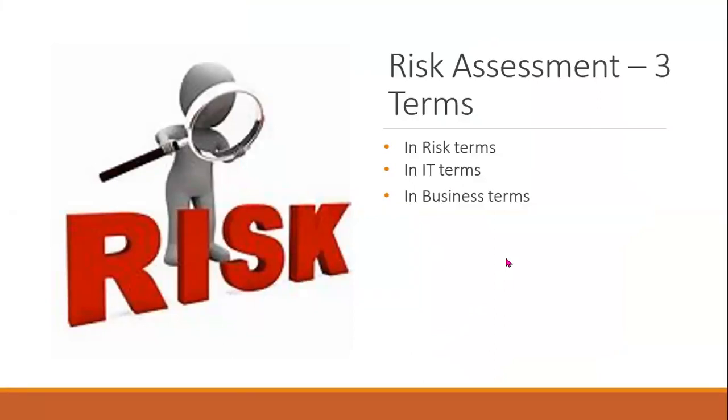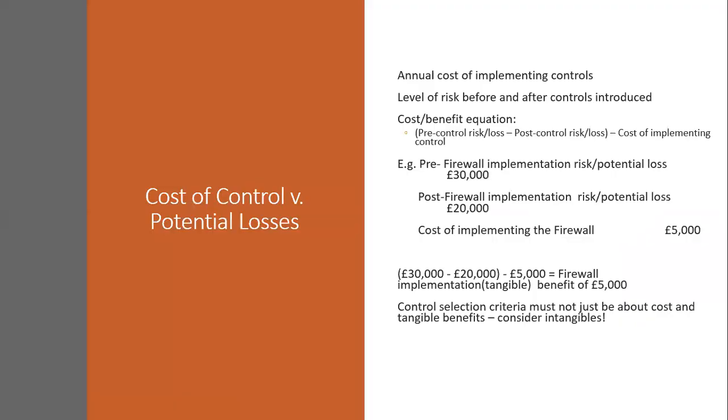When conducting a risk assessment, we need to consider three terms. We consider risk terms, IT terms, but most importantly, we consider business terms. Business terms. How important is this asset to the business? When we're looking at a cost benefit analysis or a cost of control versus the potential loss, we need to take a look at the annual cost of implementing control, so annual maintenance as well. We need to also consider the level of risk before a control is applied and the level of risk that remains, the inherent risk that remains after the controls have been introduced.